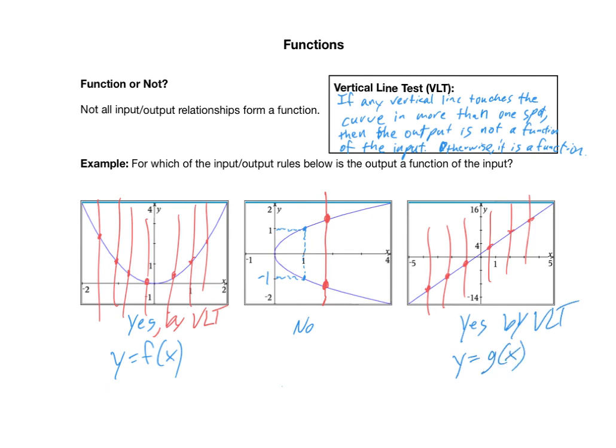To summarize, the definition of function is that each input has only one output. But when you are looking at a graphical representation of an input-output relationship, you can see if y is a function of x by using the vertical line test. And if any vertical line touches the curve in more than one spot, then the output is not a function of the input. Otherwise, it is a function. So the vertical line test can be used in place of the definition of function when you're looking at an input-output rules graph to see whether the output is a function of the input.